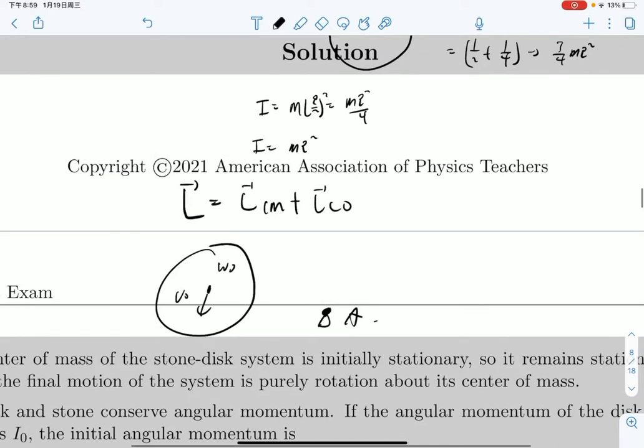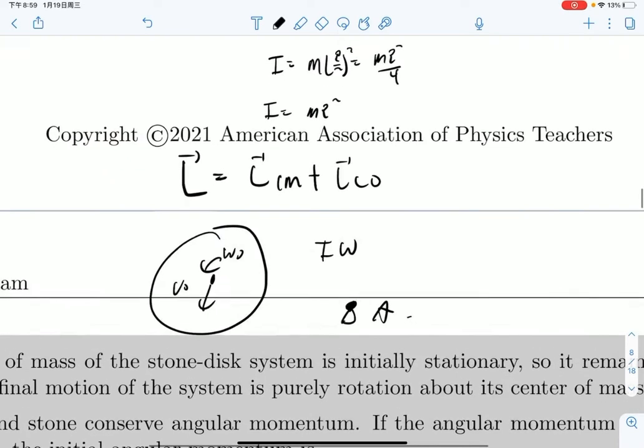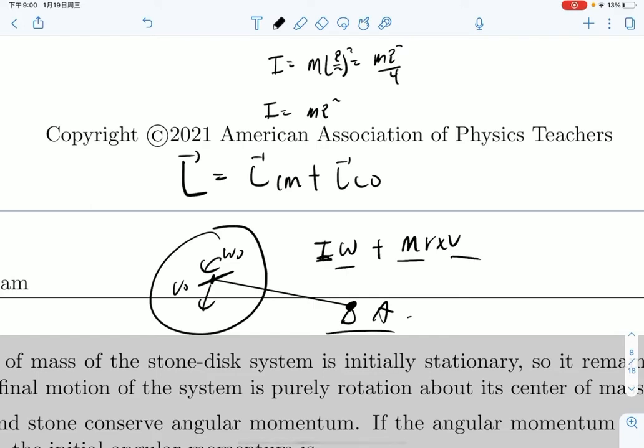So first, the angular momentum is equal to I omega, where I is the moment of inertia around its center of mass, plus mvr, or m r cross v, where m is the total mass and r is the lever arm from the center of mass to point A, and v is the velocity.